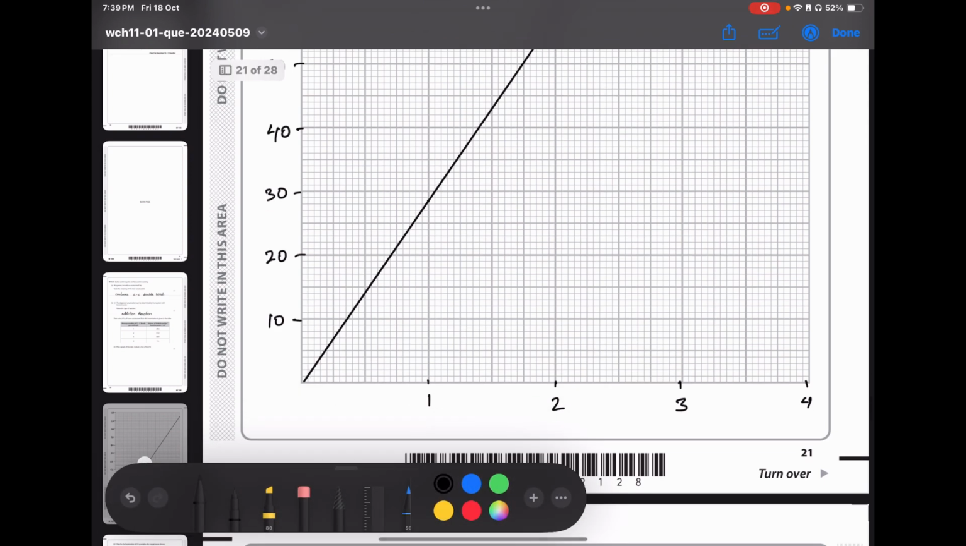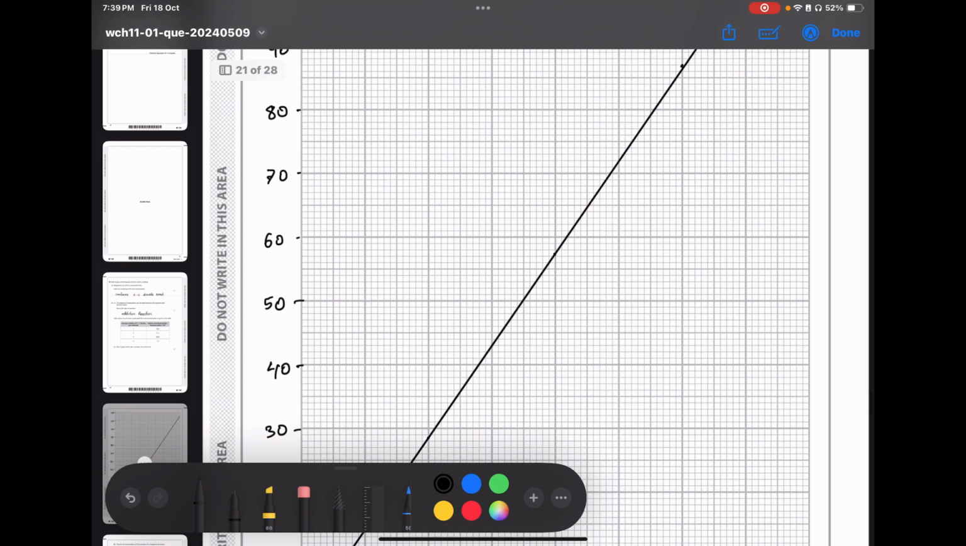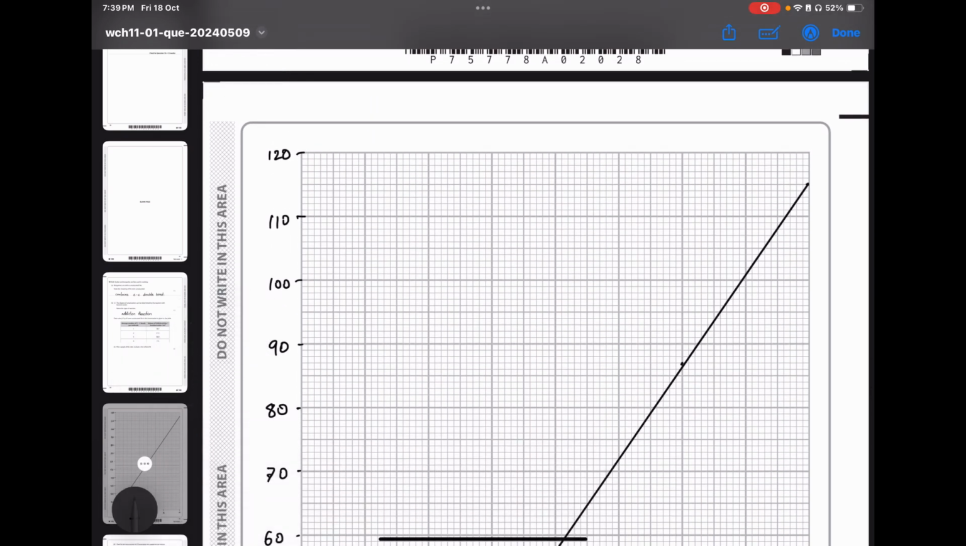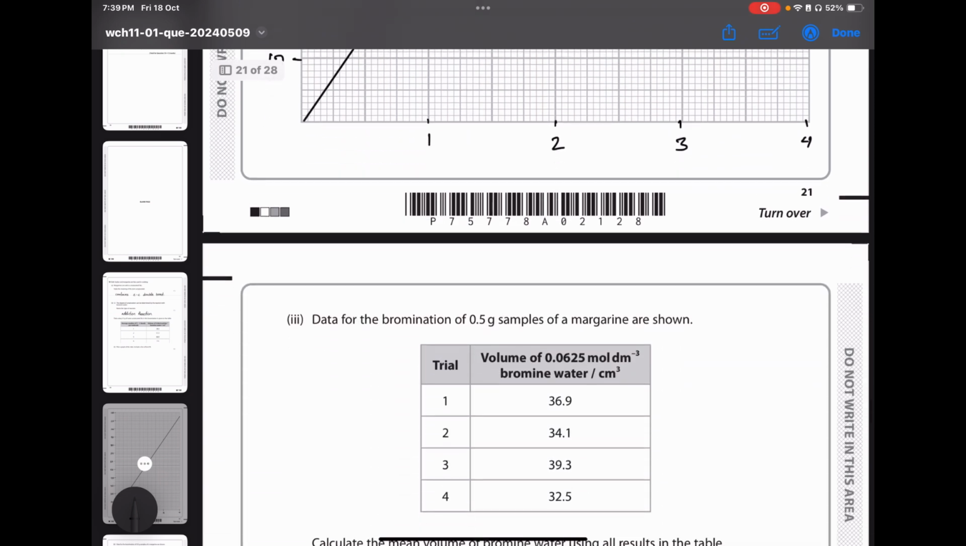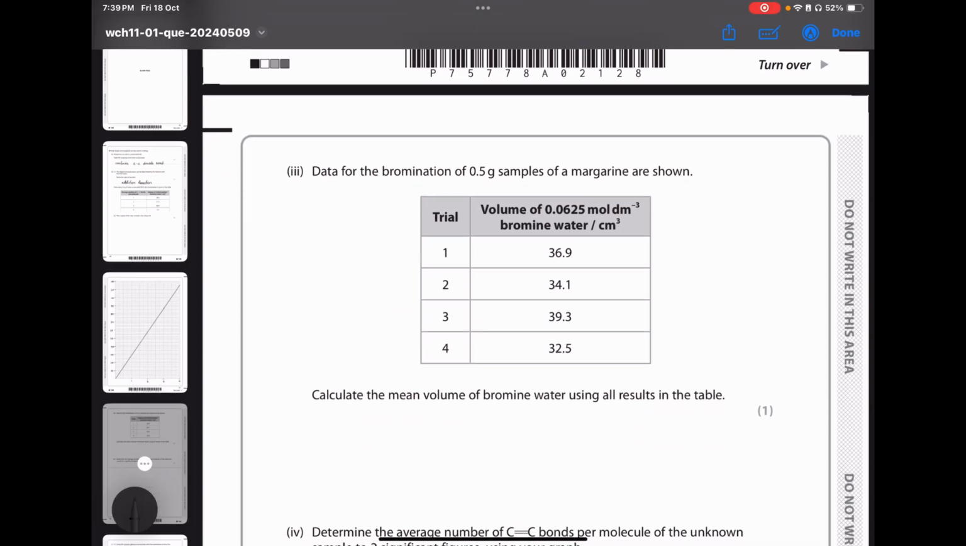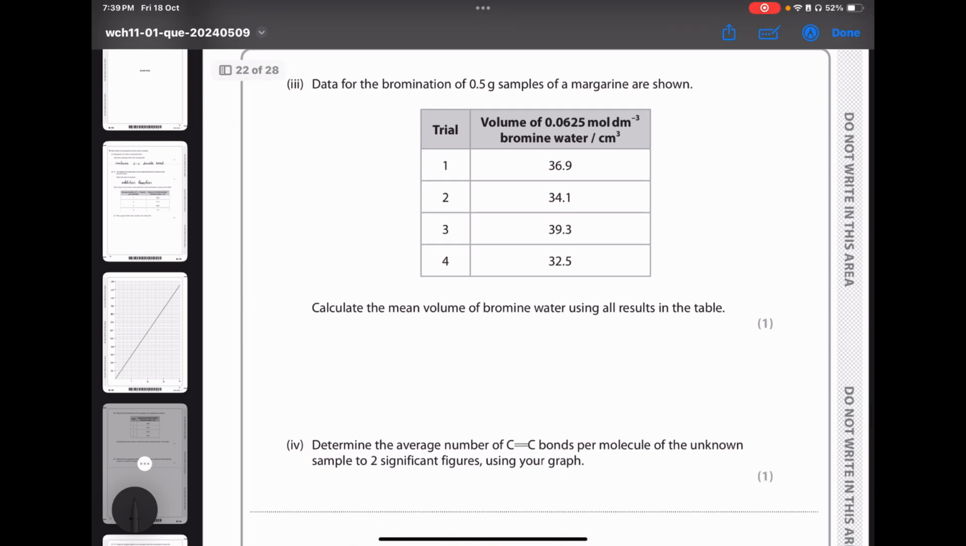Okay. So 1, 2, 3, 4, and then the y-axis is going to be the volume, right? Okay. The data for the bromination of 0.5 gram sample of a margarine are shown. Calculate the mean volume of bromine water using all details in the table.